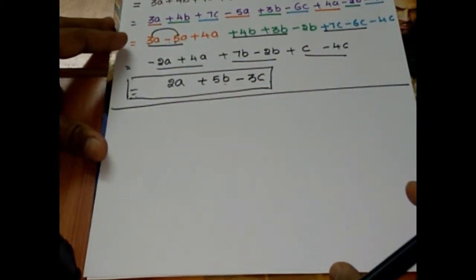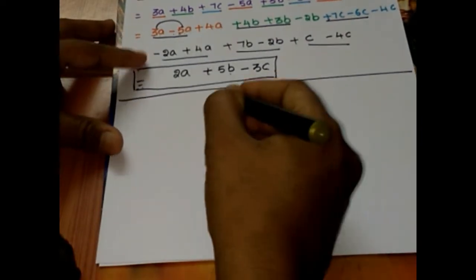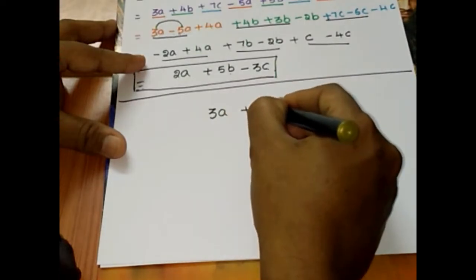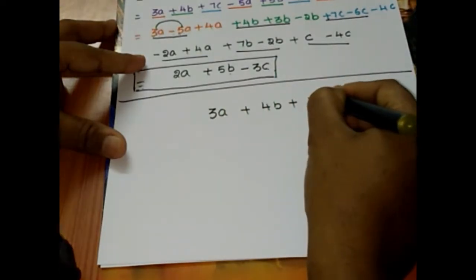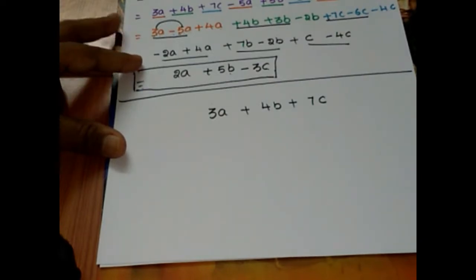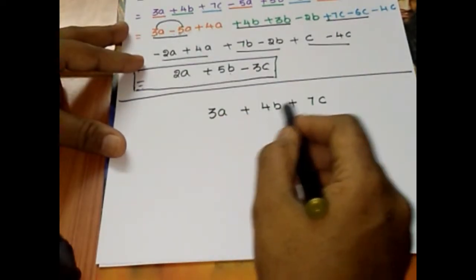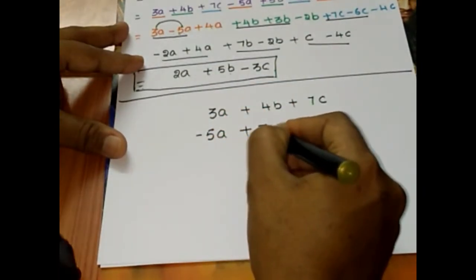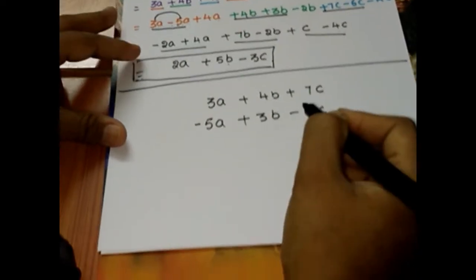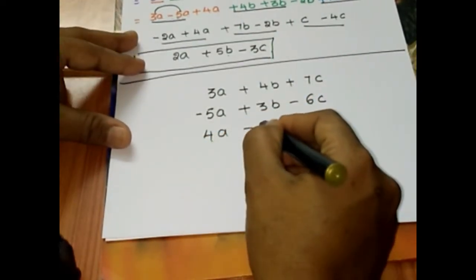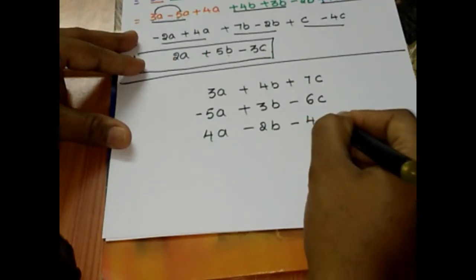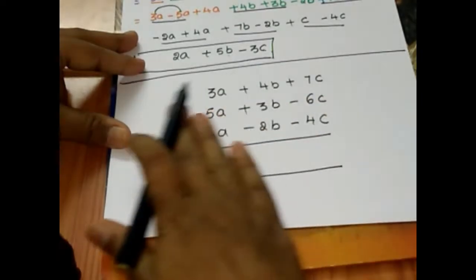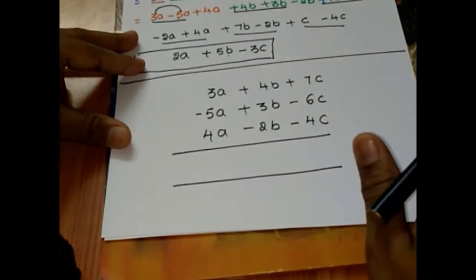Let me move on to the column method. What do we mean by column method? Write one below the other all the polynomials by keeping the like terms in consideration. The first one is 3a plus 4b plus 7c. Second one, minus 5a plus 3b minus 6c. Then 4a minus 2b minus 4c. As it is to find the sum, none of the values will get changed with the sign.